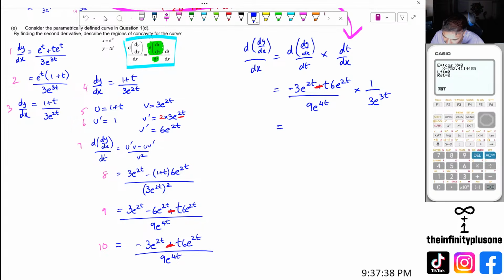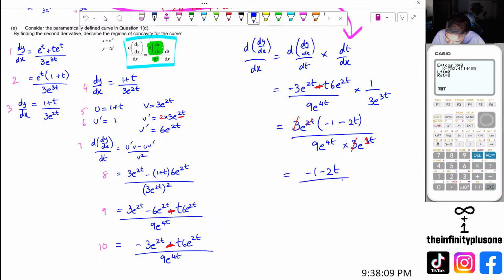We can take 3 as a common factor, e^2t as a common factor. So I'm going to get 3e^2t times -1 minus 2t over 9e^4t multiplied by 3e^3t. So I can cancel this and this, cancel 2t, leave it with 1t. So I'm going to end up with -1 minus 2t over 9e^5t. And again, I'm going to pause here. Let me know if you have any questions.